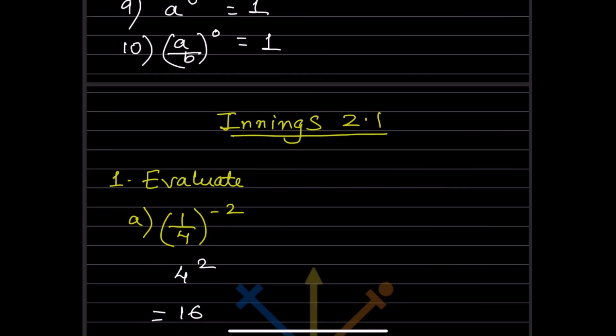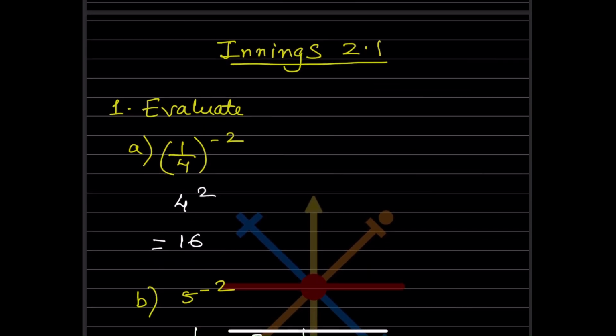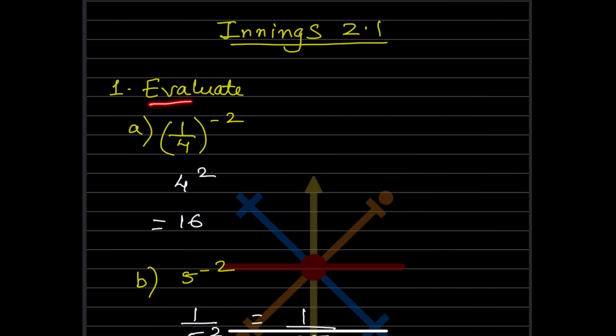So now let us see exercise 2.1, question 1, evaluate. Evaluate means you have to get one final answer, not in the exponent form. First thing here, can you see this is a negative index. So first we are going to make it positive. This is going to get flipped over, so this is going to be 4 by 1, that is 4, and this will be 2 here.